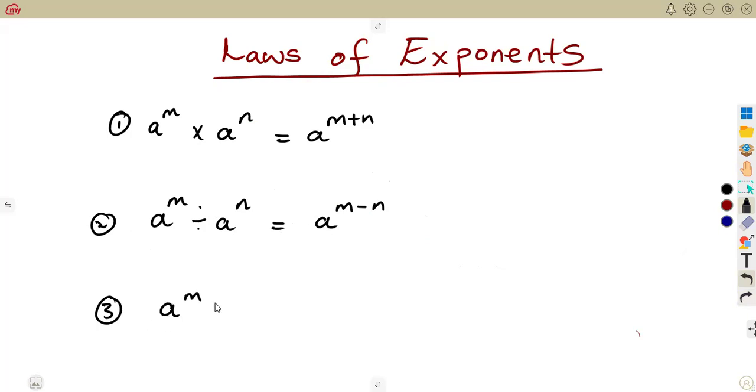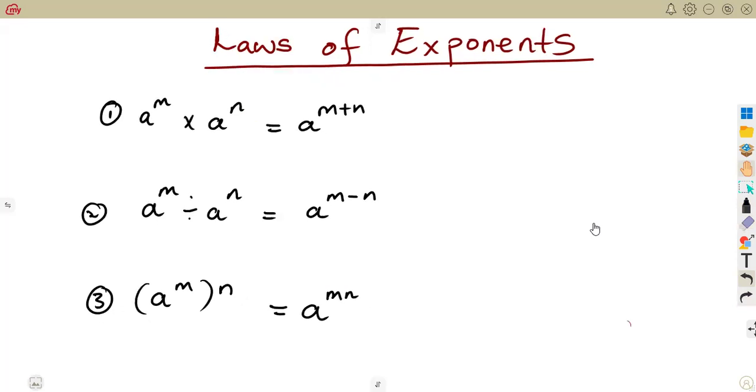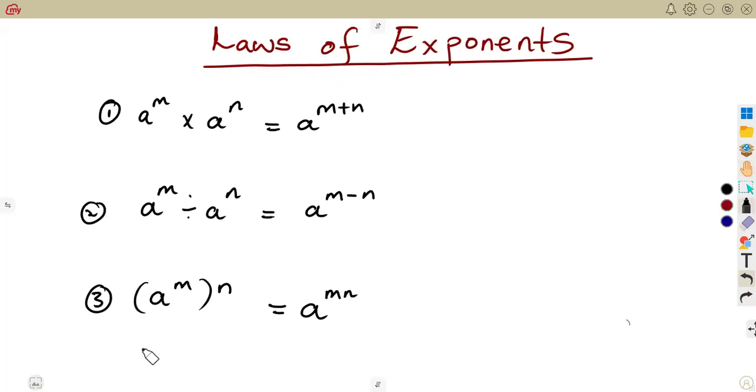Then we're going to have an exponent raised to another exponent, a to the exponent of m raised to another exponent. You multiply these exponents together. So it's a to the exponent of mn, a to the exponent of m times n. So m times n gives us mn. All right, so that is an exponent raised to another exponent.